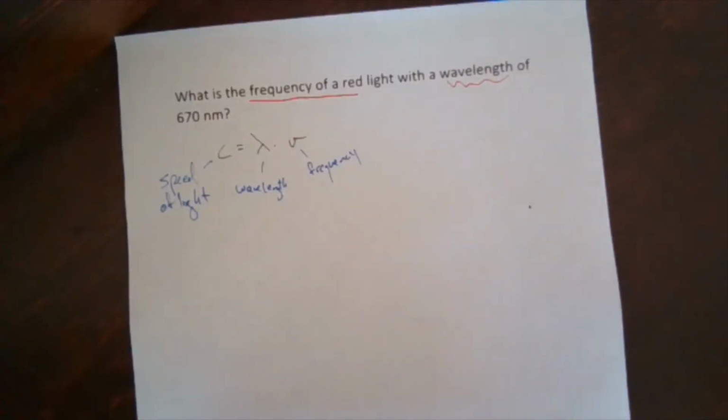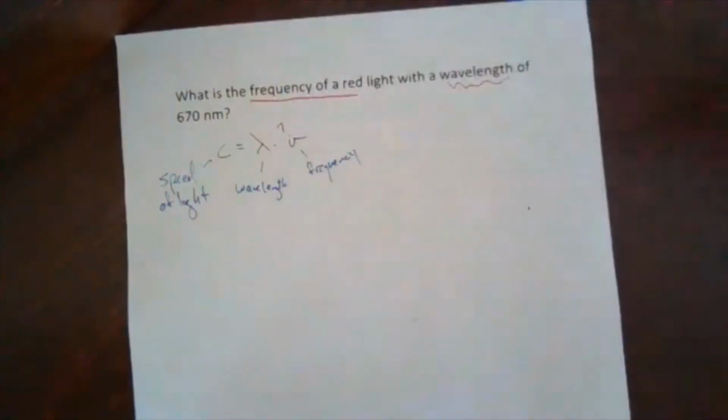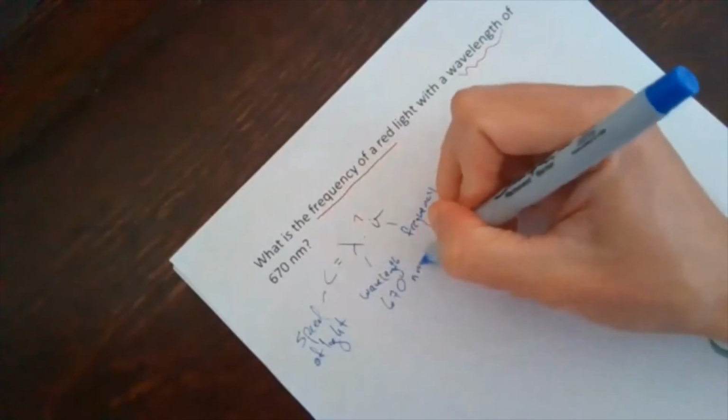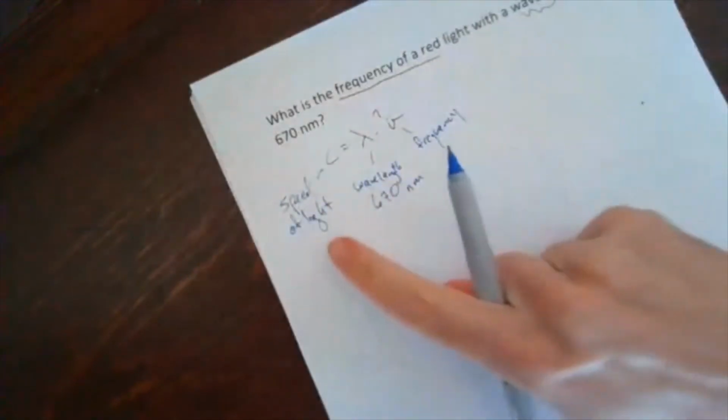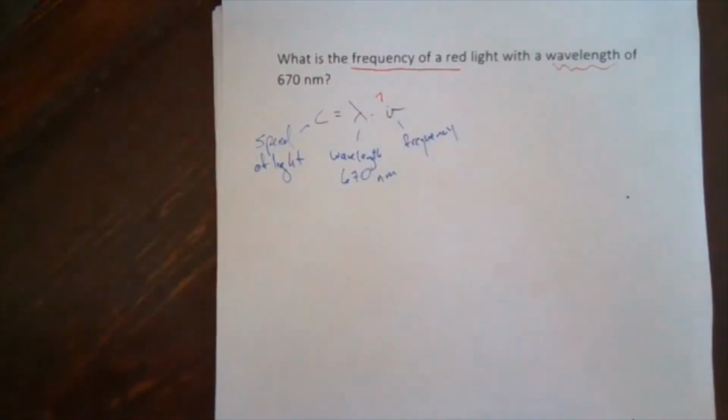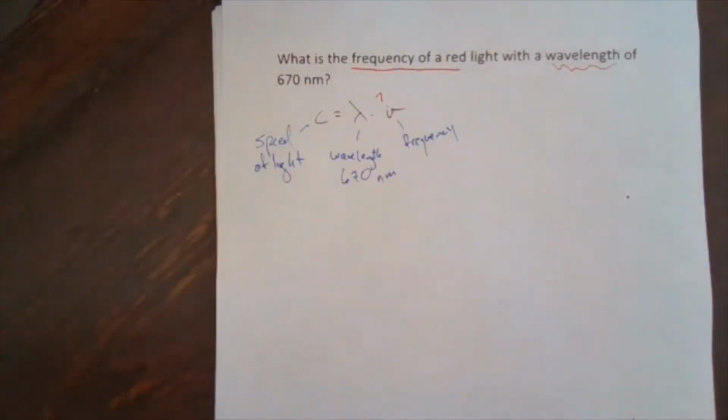So what we want is frequency. So do we have the other things? It's an equation. Do we have everything else? Wavelength is 670 nanometers. That's given to me right there. Speed of light then is not given in the problem, and that's okay because it's a constant. So we can look up what the speed of light is. It is 3.0 times 10 to the 8th meters per second.